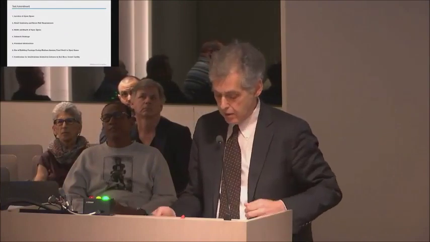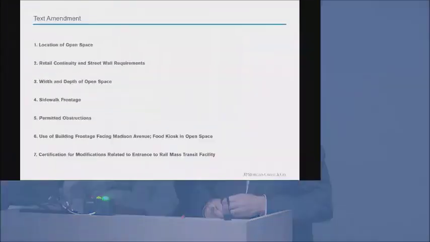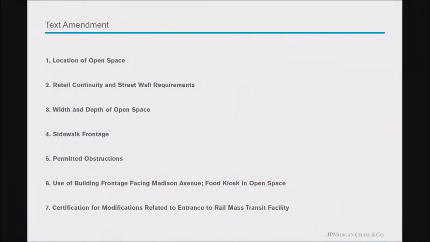With regard to the text amendment itself, first of all, the text would allow for the location of the open space along Madison Avenue. Secondly, in order to accommodate an open air space, it would waive street wall and retail continuity requirements that would otherwise apply along Madison Avenue. Third, if you apply the width and depth ratios that are generally required under the POPs regulations to the space, it would intrude into the terra firma area where building services are needed. And so that is going to be modified to allow for a wider and narrower open space along the full frontage of Madison.